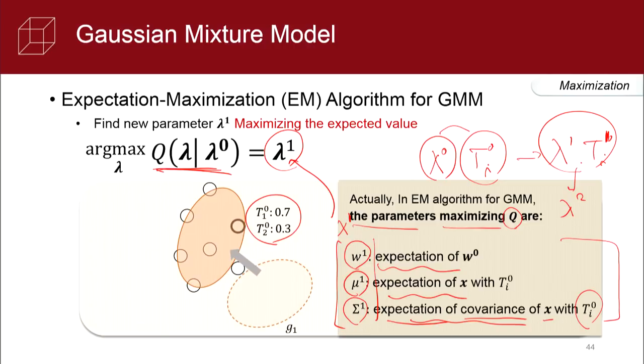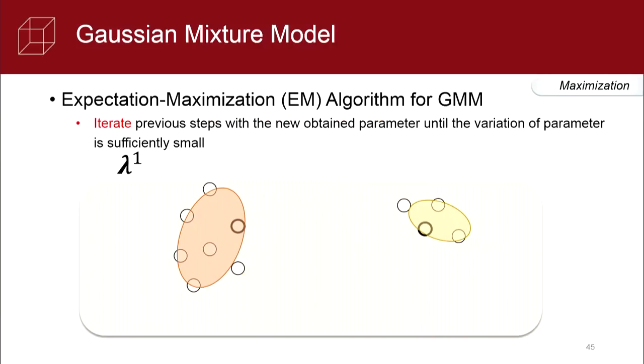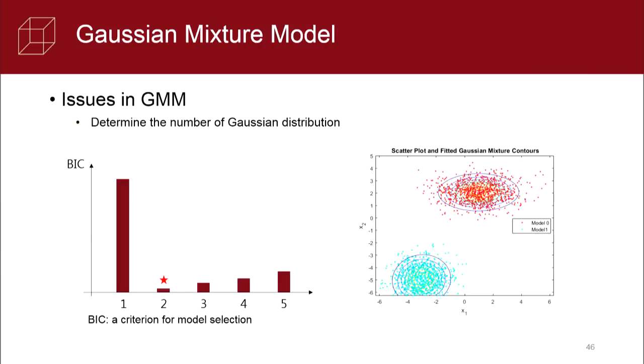You can keep doing this until the difference of the parameter is sufficiently small. That is the convergence, right? So you iterate the previous step with the newly obtained parameter lambda 1 until the variation of the parameter is sufficiently small. Right.